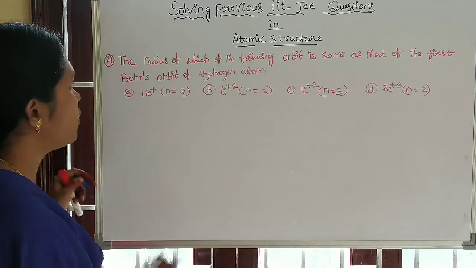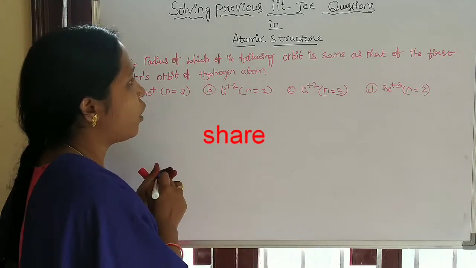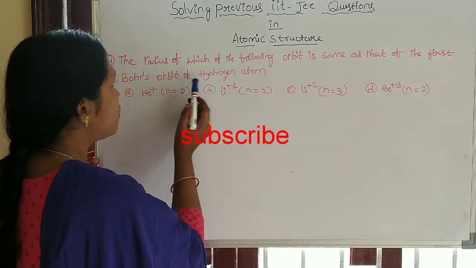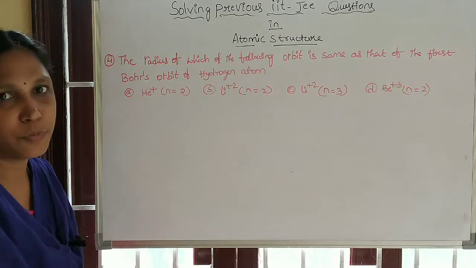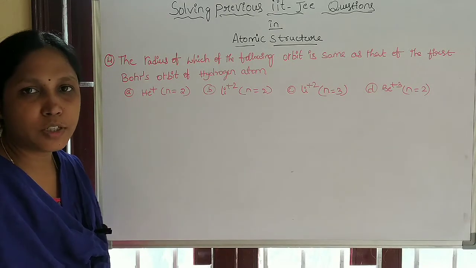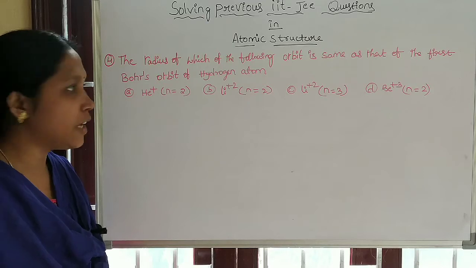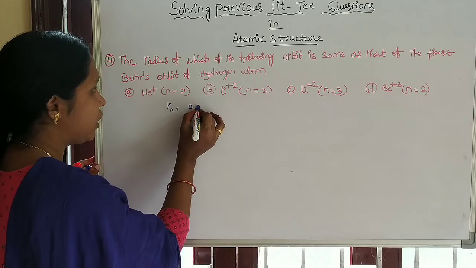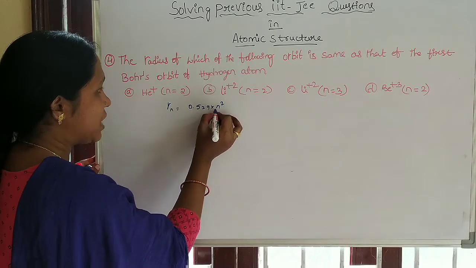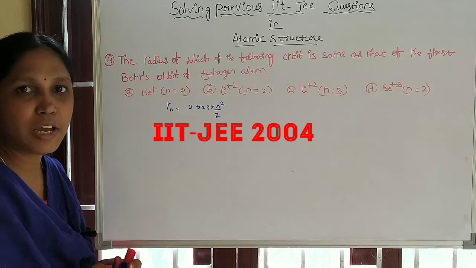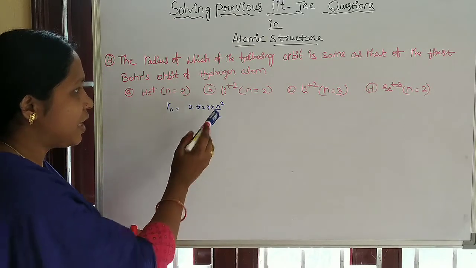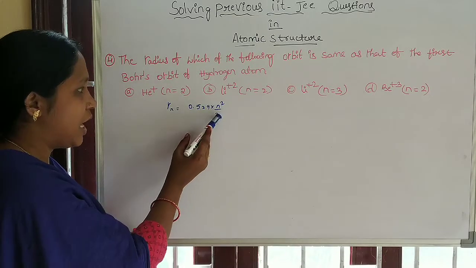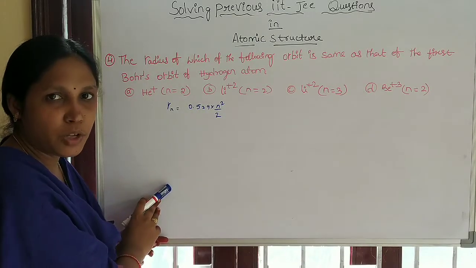See, the radius of which of the following orbits is the same as that of the first Bohr's orbit of hydrogen atom? Okay, what is the formula for the radius of the nth orbit? Radius of nth orbit, Rn, is equal to 0.529 into n square by Z, where n represents the orbit in which the electron is present, and Z represents the atomic number of the element.